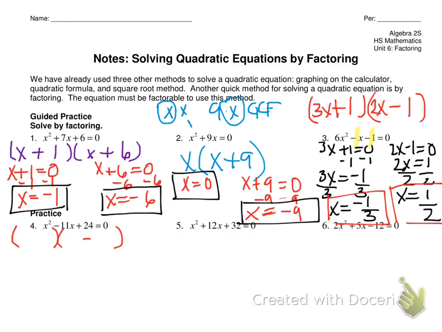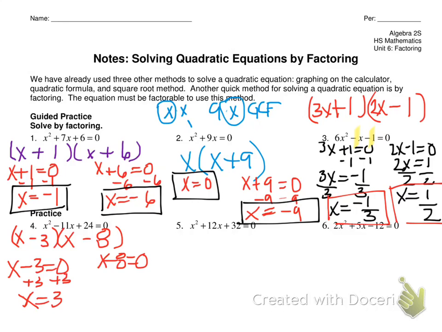Alright, when I factor x squared minus 11x plus 24, because my middle term is negative and my last term is positive, they're both going to be negative signs inside of my factors. So that's going to be x times x is x squared, and I'm going to have a negative 3 and a negative 8. Set those equal to 0, x is equal to 3, and x is equal to 8. It truly is that simple, guys.